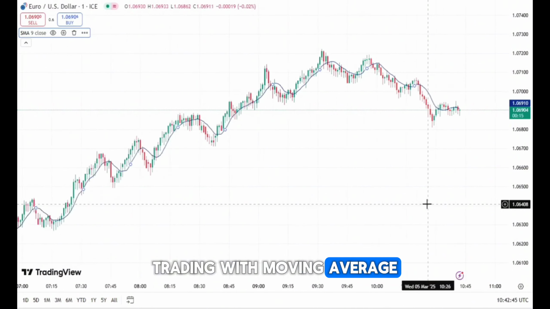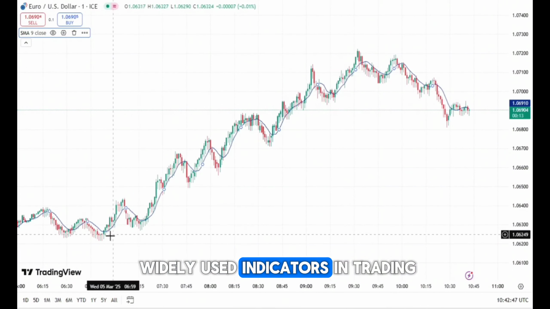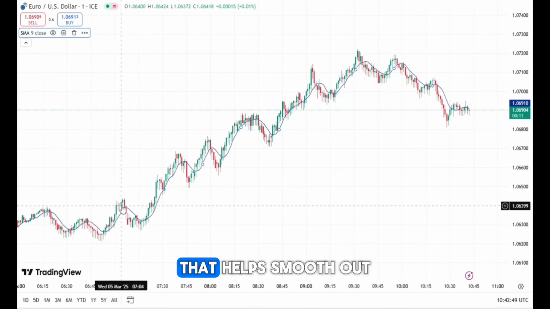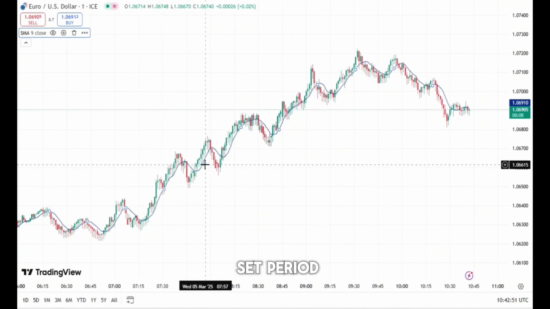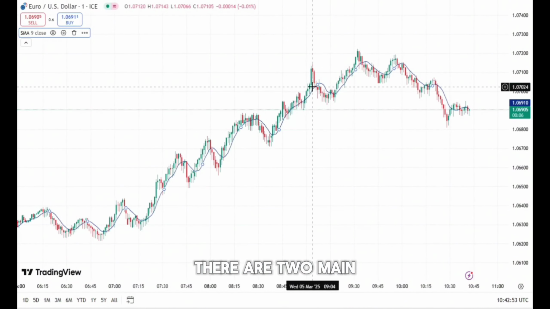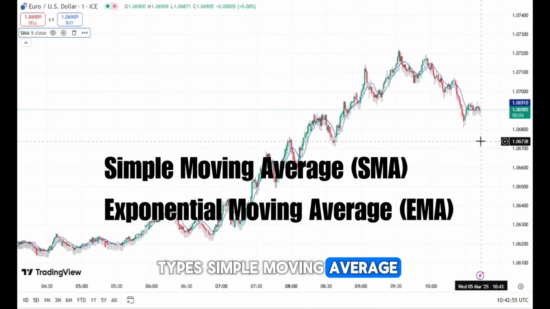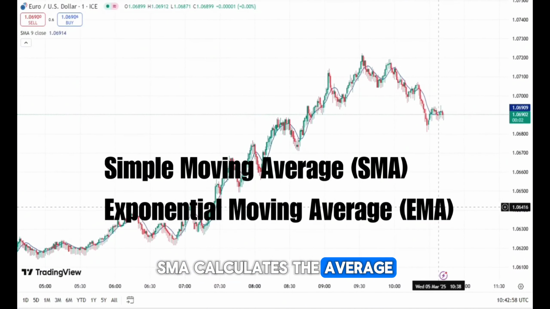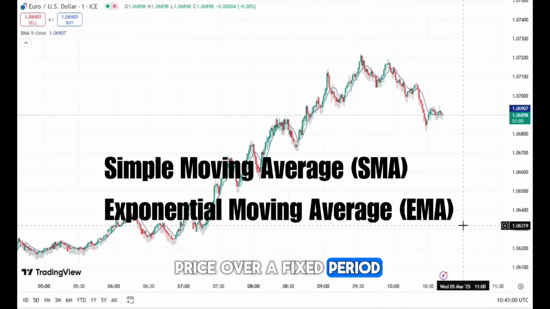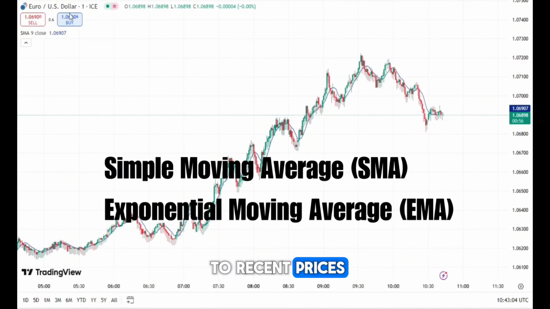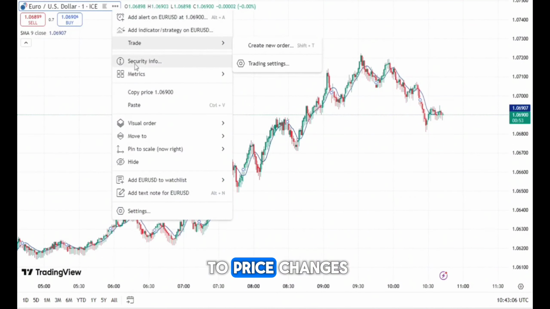Trading with moving average. One of the most widely used indicators in trading is the moving average. It helps smooth out price data over a set period, revealing the overall trend. There are two main types. Simple moving average, SMA, calculates the average price over a fixed period. Exponential moving average, EMA, gives more weight to recent prices, making it more responsive to price changes.